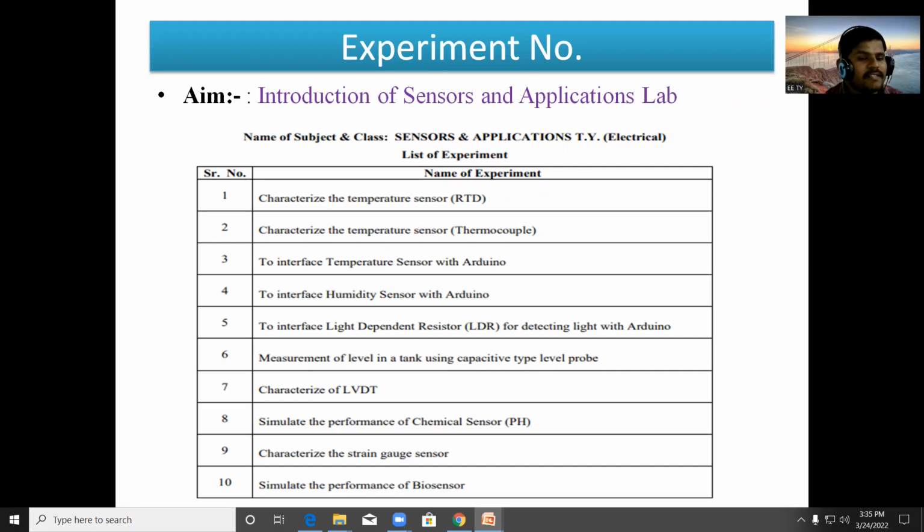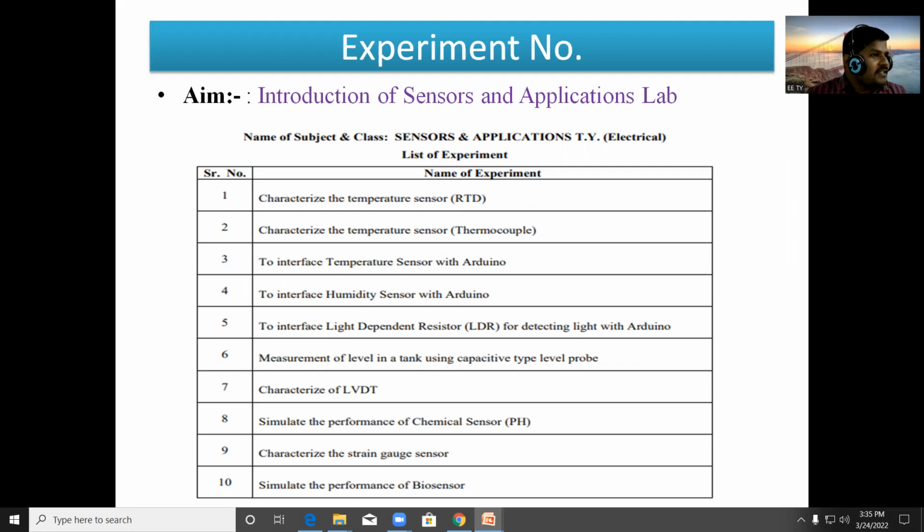Again, the next one is to characterize the LVDT, linear variable differential transformer. I will tell the long form of LVDT after that. Then simulate the performance of a chemical sensor, right? So here we want to understand the pH.